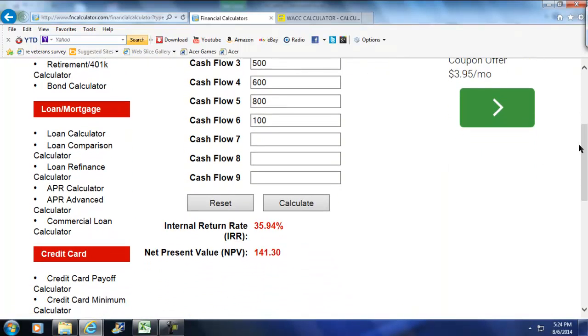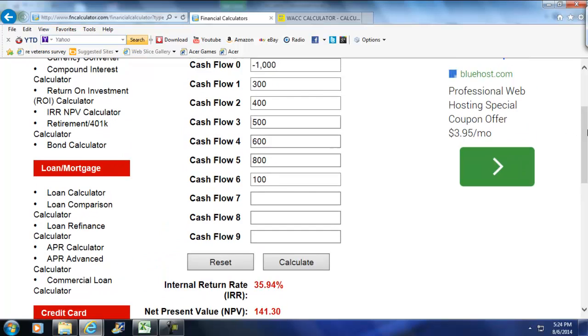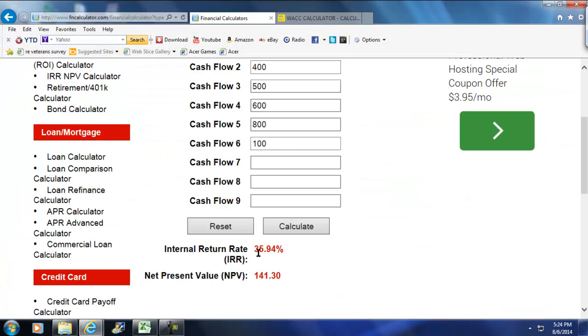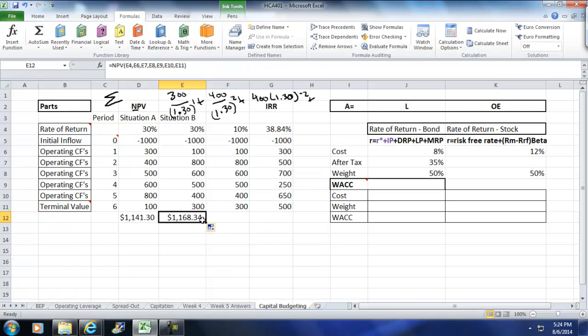When I hit calculate, it's going to give me the 141.30 because it's already added these up and subtracted the cash flow zero $1,000 and gave me my 141.30. You can also see, since it's greater than $1,000 by 141.30, the internal rate of return is greater than 30%, actually 35.94%.